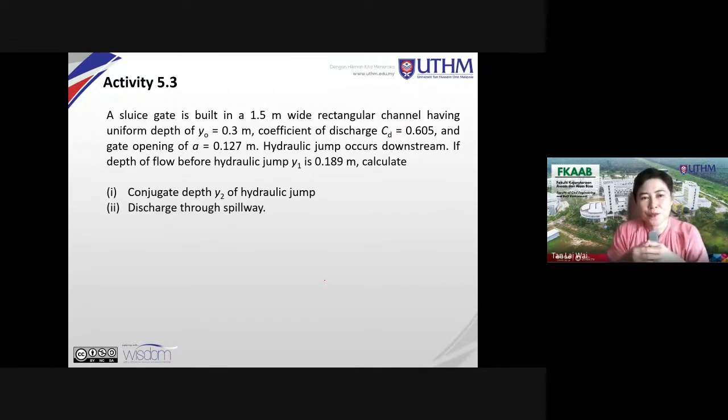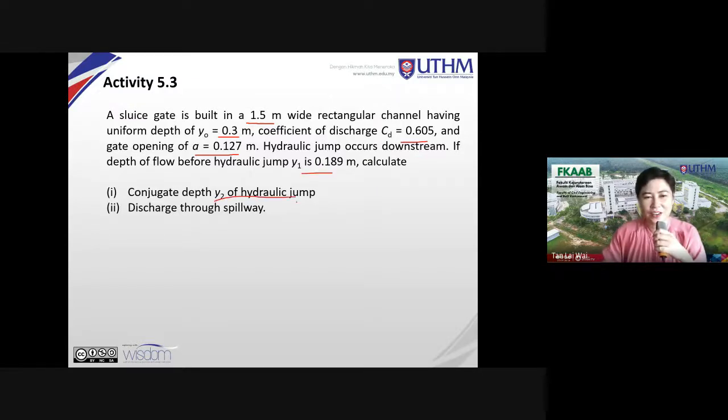For Activity 5.3, if you look at this, the gate opening is given. Whether you want to use the gate opening or not, it depends. Sometimes we give you more information, but you don't necessarily have to use it all. You have a sluice gate. The width of the channel is 1.5 meters. The uniform depth y0 is 0.3 meters, that means behind the gate. Discharge coefficient 0.605. So in this case, y1 is given.